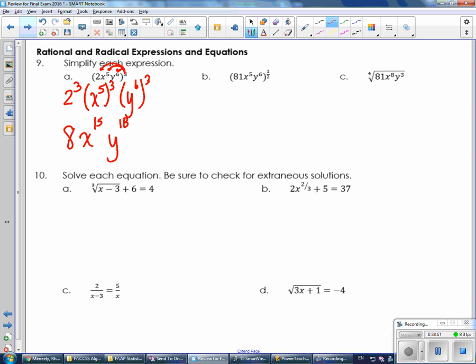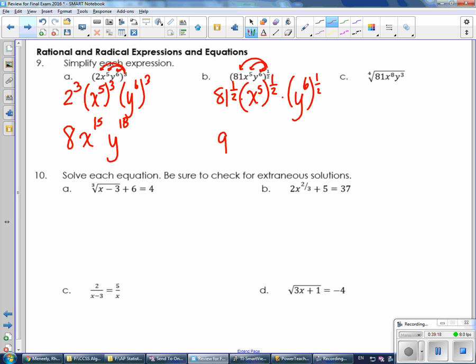I can do the same thing when I have a rational exponent. I'm going to distribute it to each of these terms. So I'm going to have 81 to the 1/2 times x to the 5th to the 1/2 times y to the 6th to the 1/2. Well, 81 to the 1/2, remember the 1/2 power is really just the square root. Square root of 81 is 9.